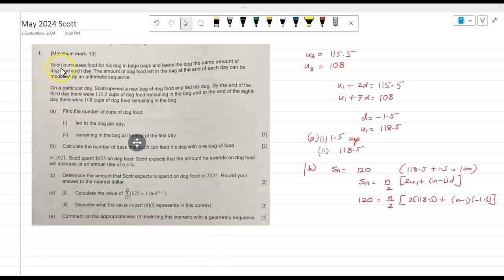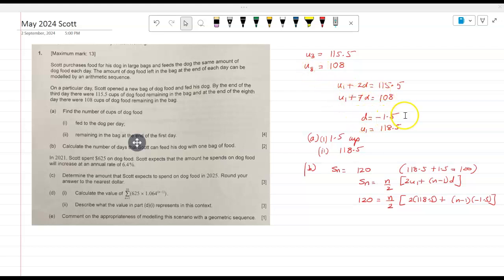Okay, so let me just explain this to you. On a particular day, Scott opened a new bag, correct, of dog food. So when you open the new bag, it will have a certain amount of dog food, correct? By the end of the third day, U3 is the food at the end of the third day, is 115.5. At the end of the 8th day it is 108. Got it. So you use your formula u1 plus n minus 1 into d. This is also u1 plus 7, 8 minus 1 is 7, d is equal to 108.